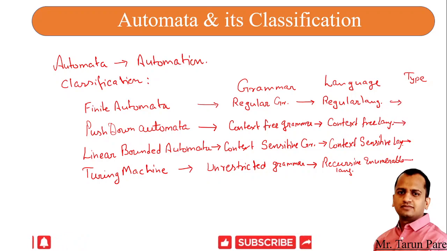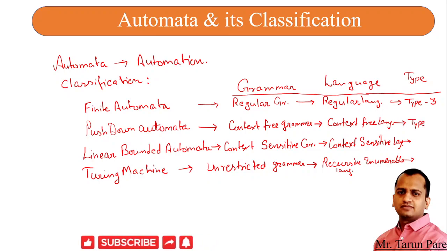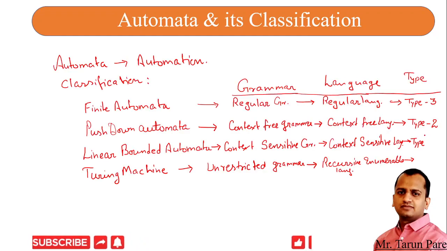Now, one thing I have left is the classification in terms of type. Remember this keyword also: the different types of automata are classified under different types. Finite automata comes under the category of type 3. Push down automata comes under the category of type 2. Linear bounded automata comes under the category of type 1. And the Turing machine comes under the category of type 0.